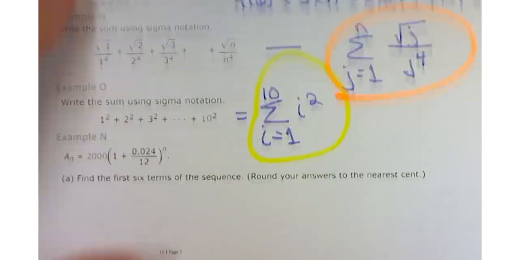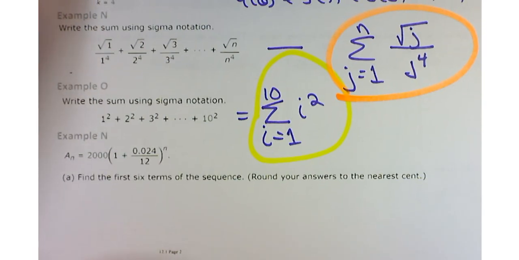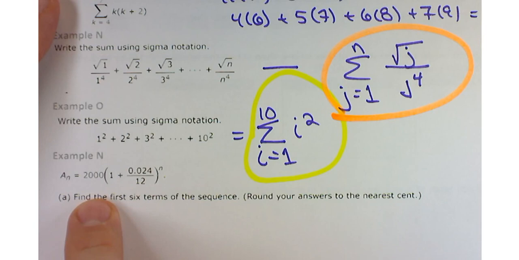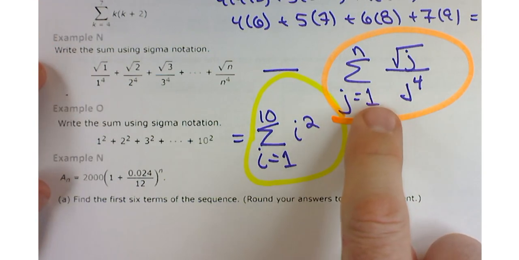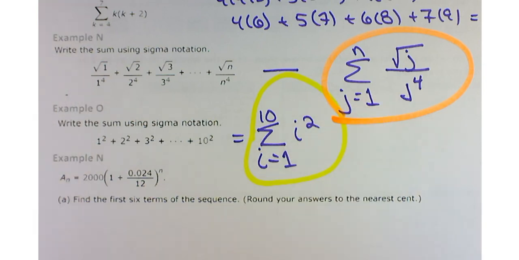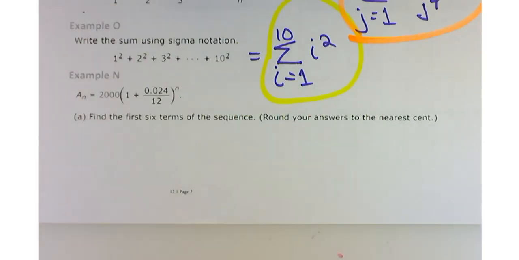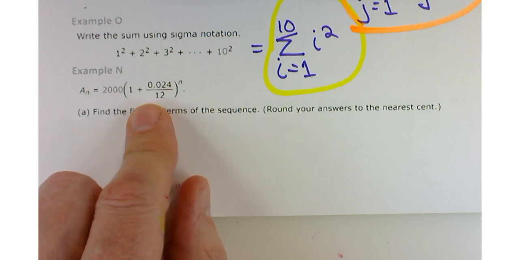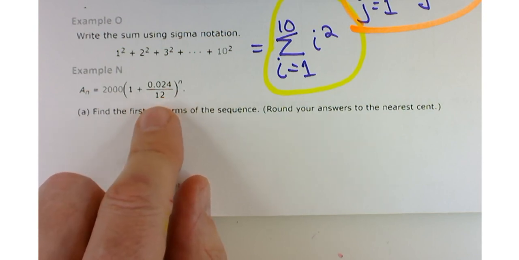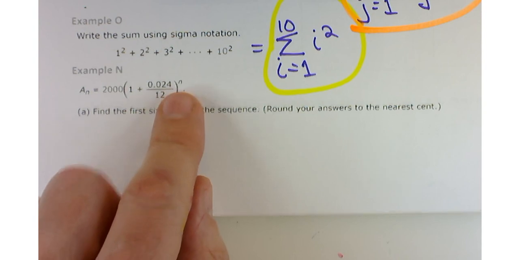Nice. Our last example here is N. But before we go on to N, are we okay with that one? Which one was that? N, Amber? Okay with that one? All right, let's take a look at example N. It's asking you to calculate basically how much money you're going to have in the bank at 2.4% interest compounded monthly as a function of time.